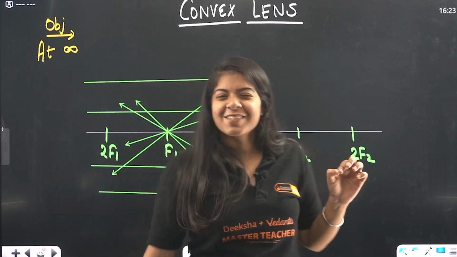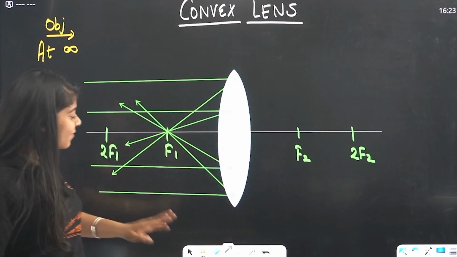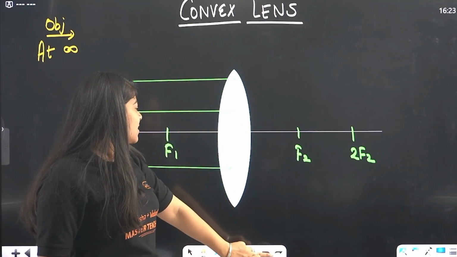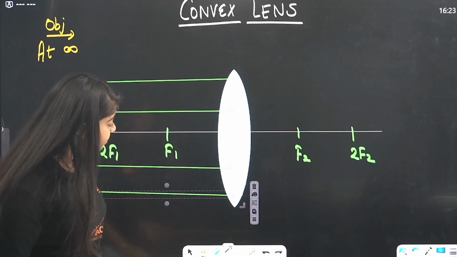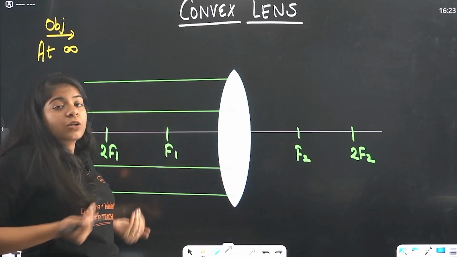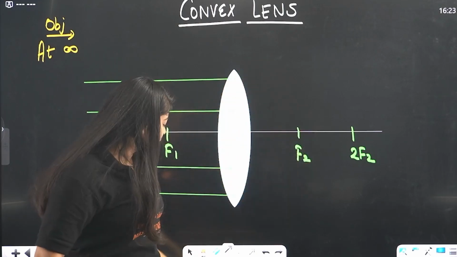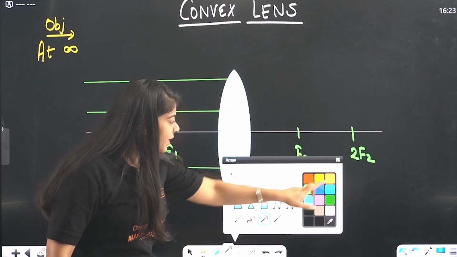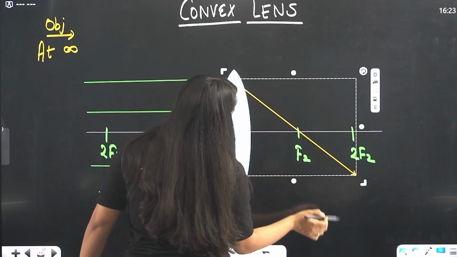No ma'am, you are wrong. In lenses, no reflection happens. In lenses, refraction happens. Correct. So now, these rays will not come back. These rays will pass through the lens and on the second focus that we call F2, they will form the image. So from here, the ray will go like this.